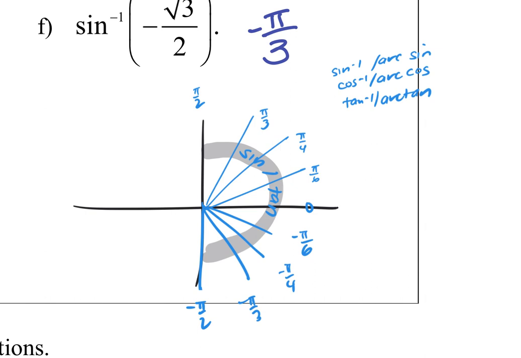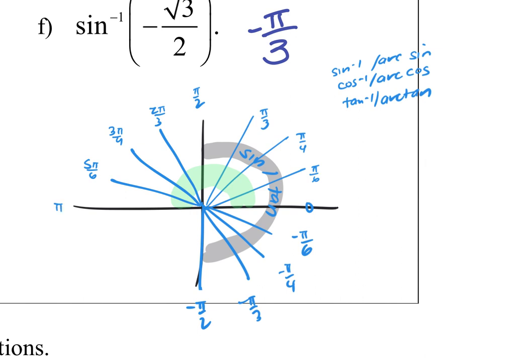And then for cosine, we use 0 to pi, so the natural first and second quadrants. So we keep going, we'd get 2pi/3, 3pi/4, 5pi/6, and pi.